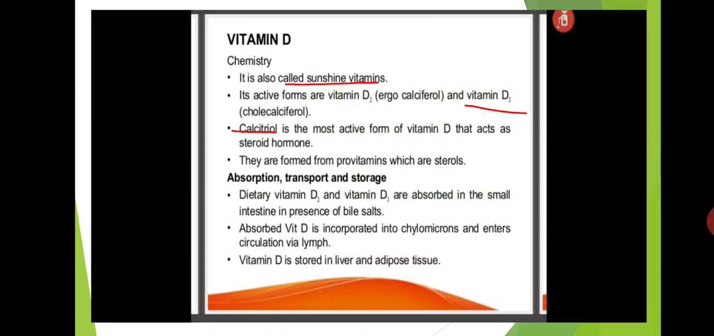Absorption, transport and storage of vitamin D: dietary vitamin D2 and vitamin D3 are absorbed in the small intestine in presence of bile salts. Absorbed vitamin D is incorporated into chylomicrons and enters circulation via lymph. Vitamin D is stored in liver and adipose tissues also.